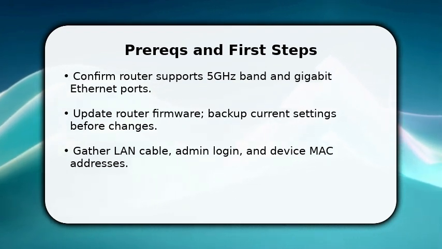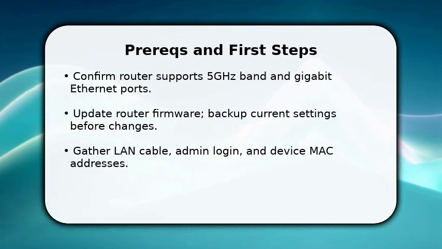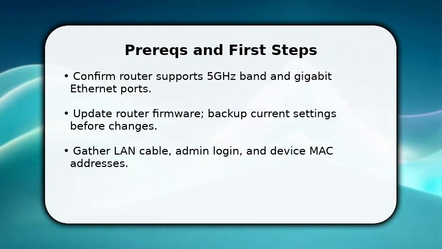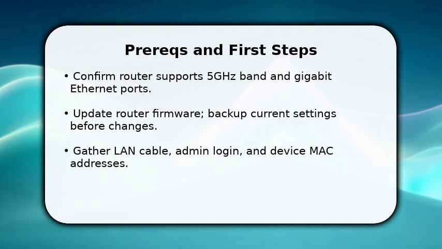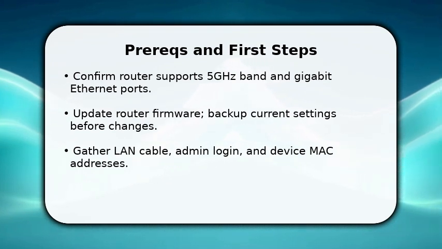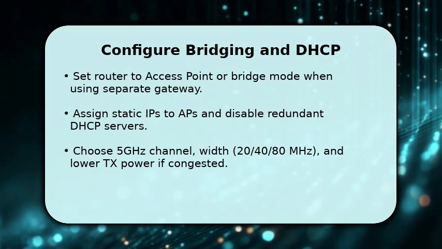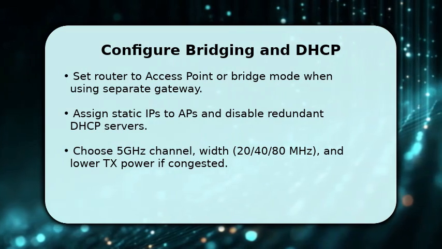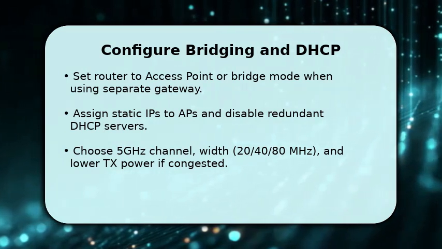Collect the Ethernet cable and the MAC addresses of devices you'll bridge or connect. Then enable the 5 GHz radio and set a simple temporary SSID to test wired-to-wireless performance immediately. You now configure bridging and DHCP to ensure Ethernet devices use the 5 GHz path correctly.